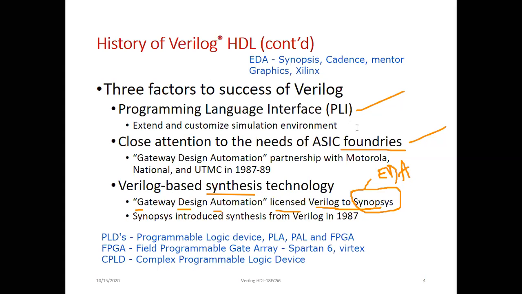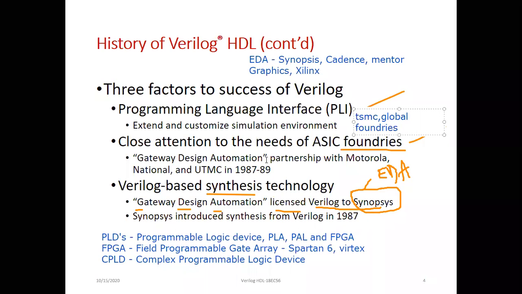For example, foundries I can say TSMC, Taiwan Semiconductor Manufacturing Corporation, that is TSMC. Then GlobalFoundries. These are the foundries we have. These are some very popular foundries, TSMC, GlobalFoundries, and some other foundries also. These are the people who will fabricate, they have the fabrication, they give the technology, the silicon wafer production they will do.